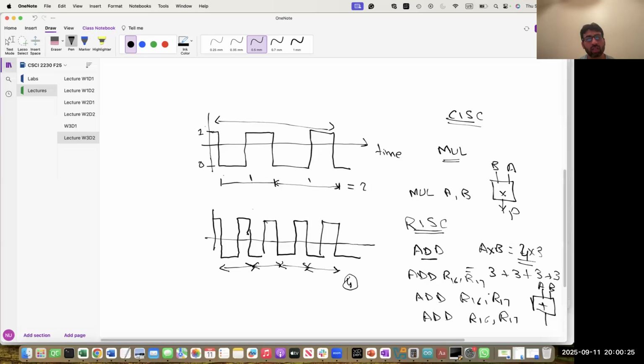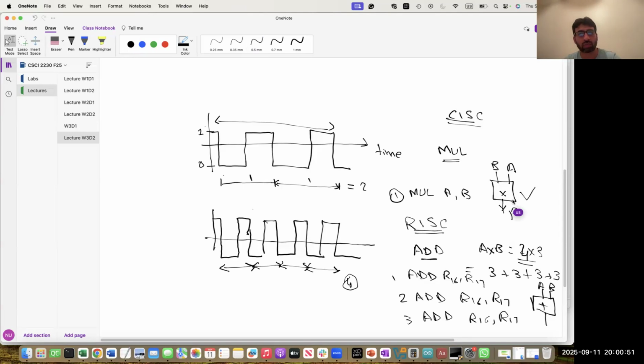You can still do the same thing, but if we assume that each instruction takes one cycle, then for multiplying 4 times 3, you are using 3 cycles: 1, 2, 3. But here you are using only one cycle. So it is faster, but it is complex in the sense that it provides support for so many instructions, right? So your hardware becomes more complex.